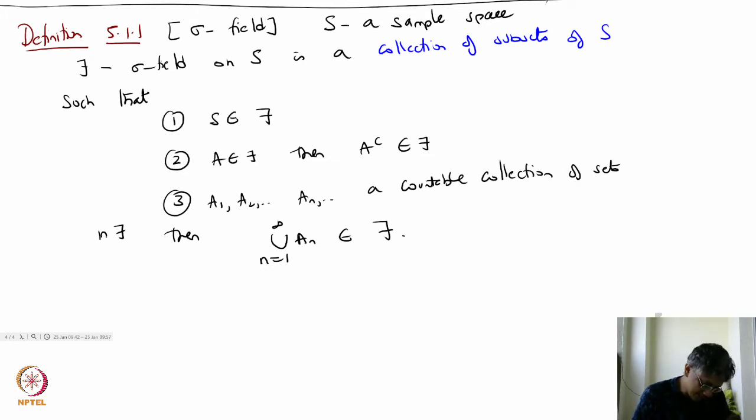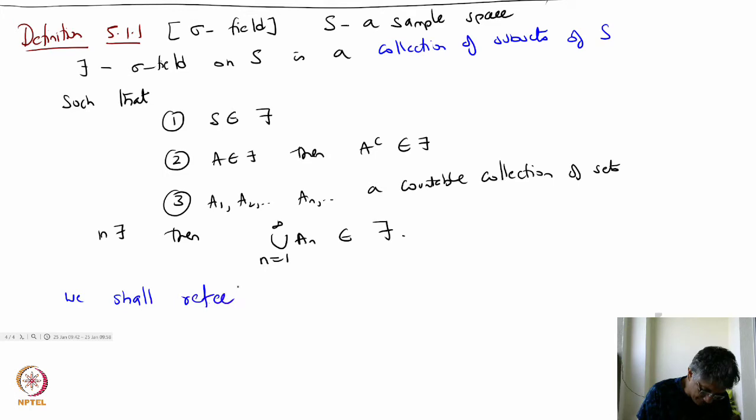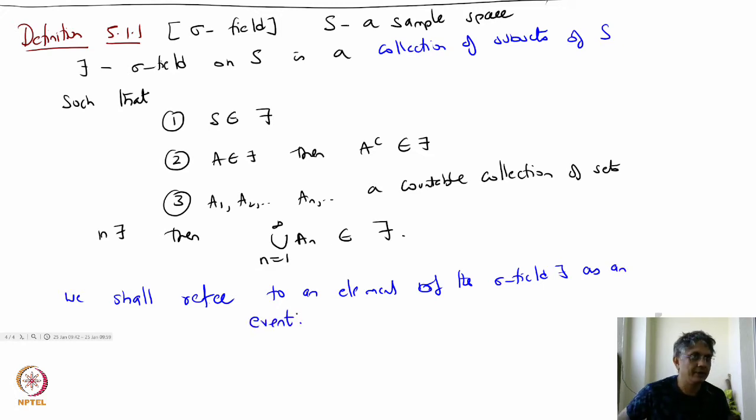So then this is how we'll close the subject. We shall refer to an element of the sigma field F as an event. So that's my event. My event is any element of the sigma field. And what sigma field? A sigma field is any collection of subsets which satisfy these conditions 1, 2, and 3.